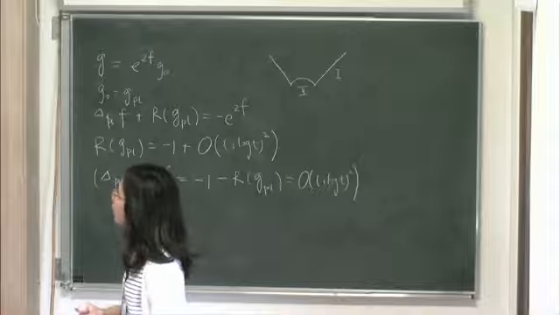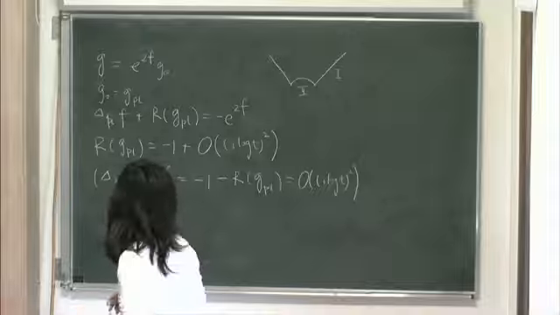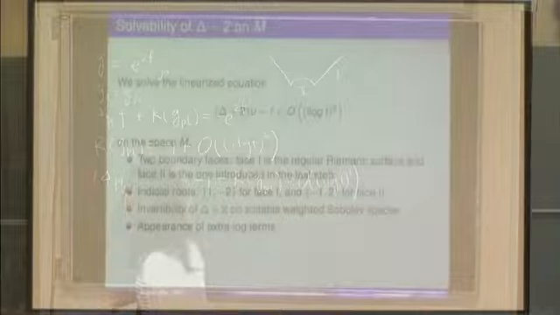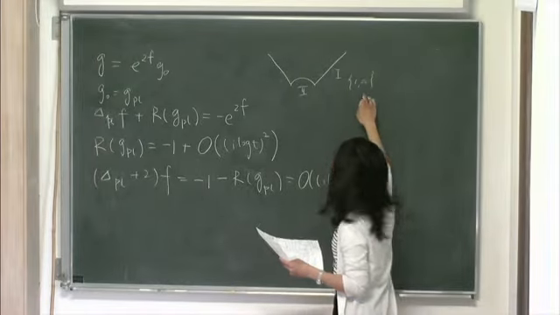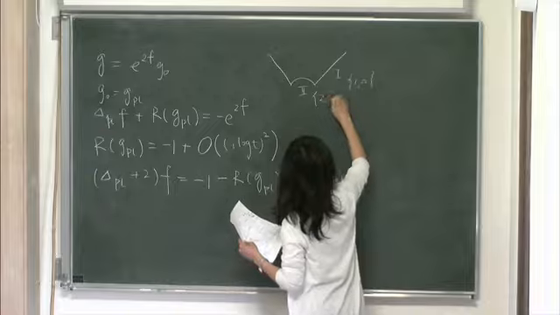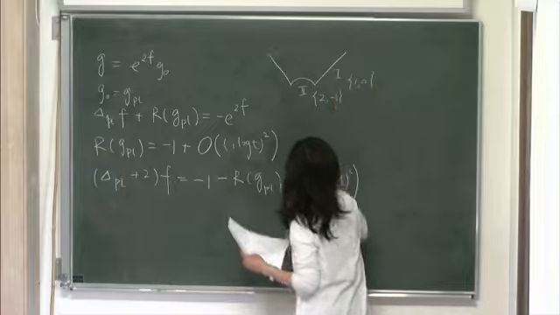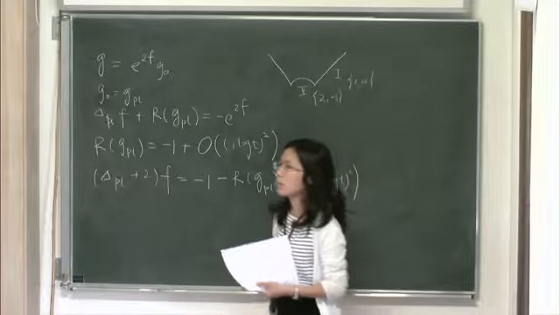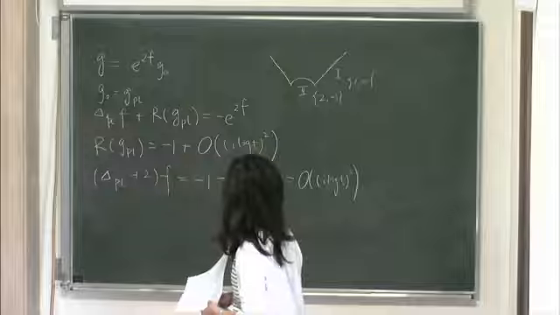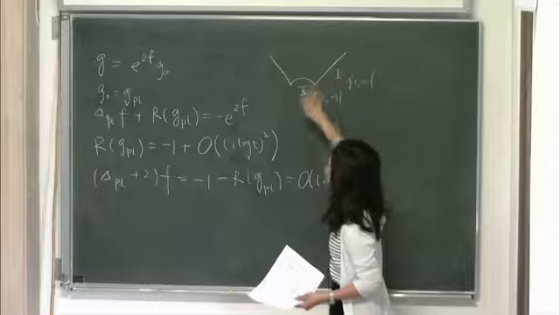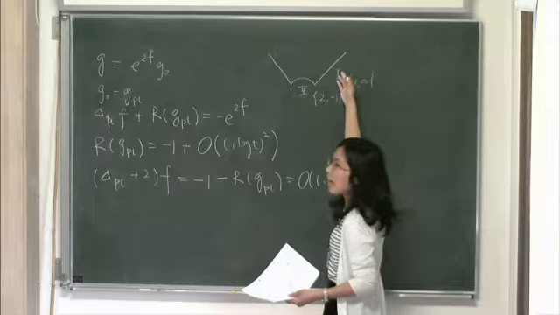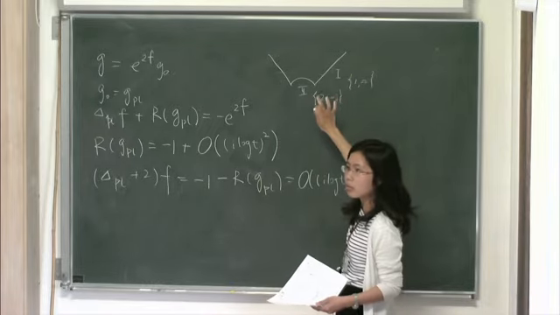So what we do is we compute the indicial roots of this ordinary differential operator on face 1 and 2. We obtain two indicial roots for the two faces. For face 1, it's 1 and -2. For face 2, it's 2 and -1. Then we solve this ODE iteratively by first solving it on face 1. Once we solve it, there's an error term that propagates to face 2. We solve it on face 2, then propagate back to 1, and iterate between 1 and 2.